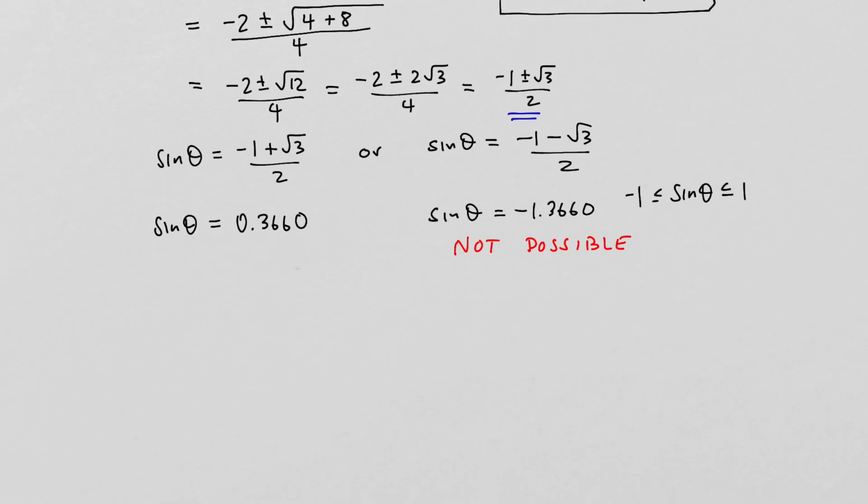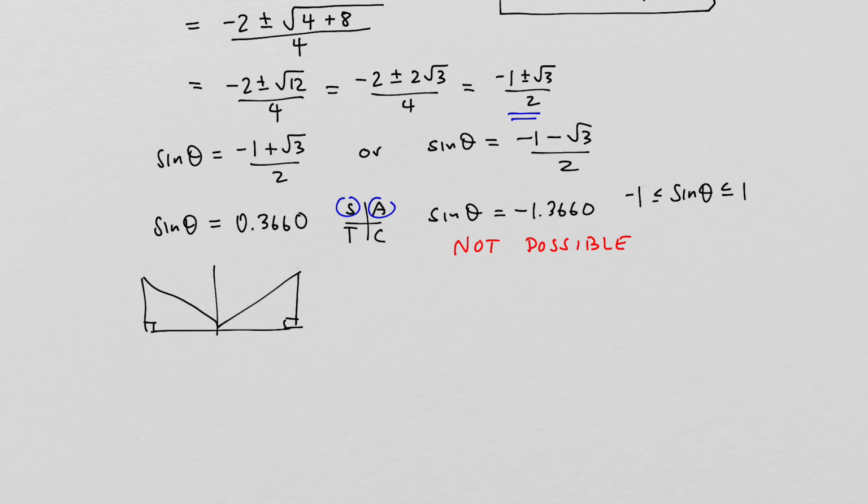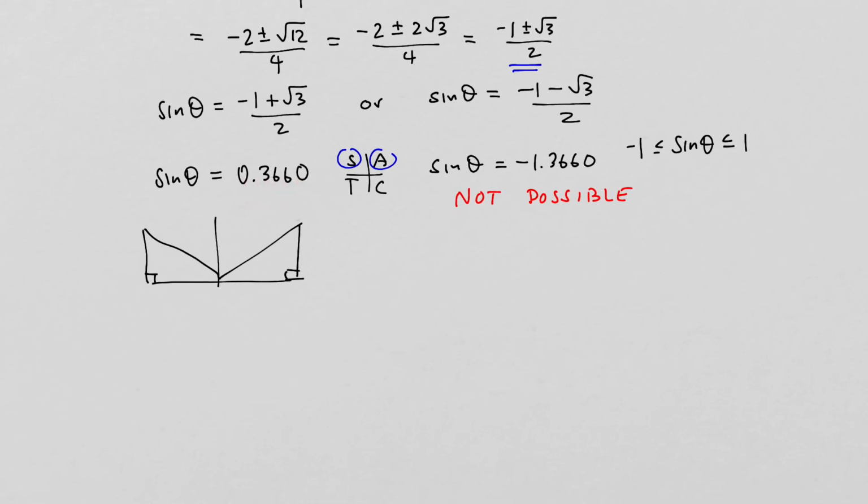However, this one is possible because 0.3660 is a number between 1 and negative 1. So again, the question is, where is this going to happen? Well, sine is positive in the first and second quadrant. So where this is going to happen is here or here. Now, I won't bother trying to label the sides of this triangle because we know this triangle is not special. We can tell that from the value that we have here.